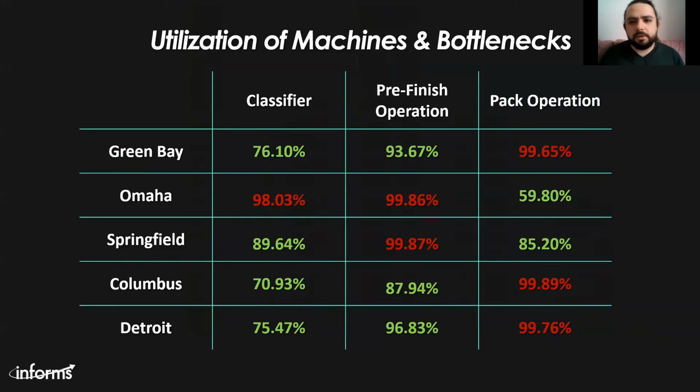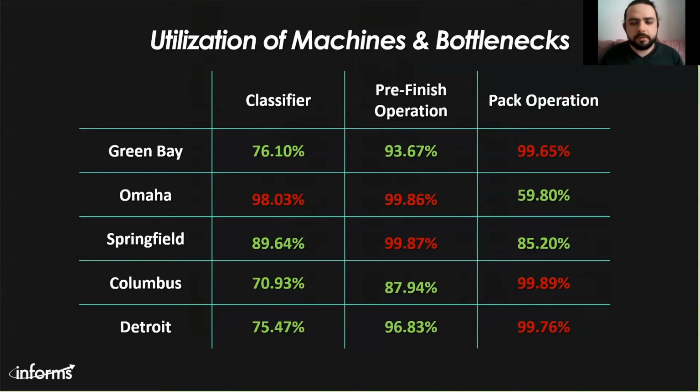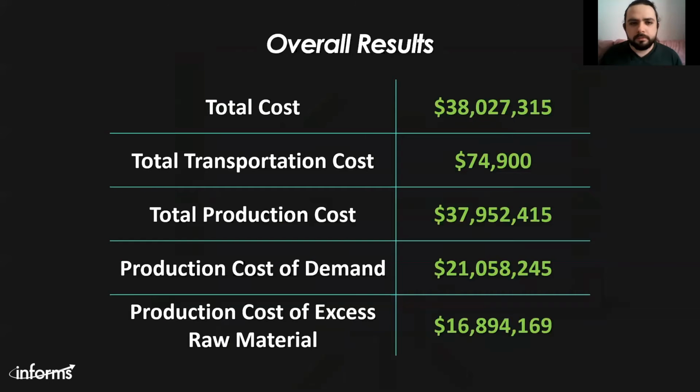Here are the utilization percentages of machines and bottlenecks. As you can see, the biggest ratio for each facility indicates the bottleneck operation for that facility, and these operations are shown in red. And at last, here is our overall results regarding total cost. As you can see, all the production and transportation costs are summed up to be close to $38 million.